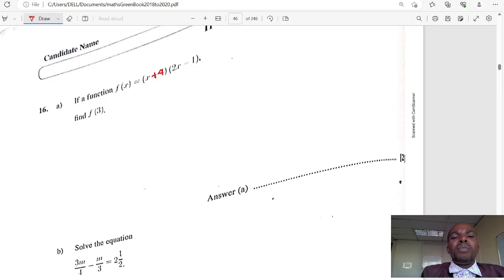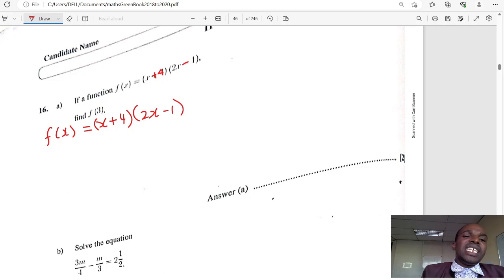f of x is equal to x plus 4 in bracket 2x minus 1. Find f of 3. Take note, they say it's f of x, and you have to put x here and x here. So for f of 3, 3 is replacing x here.